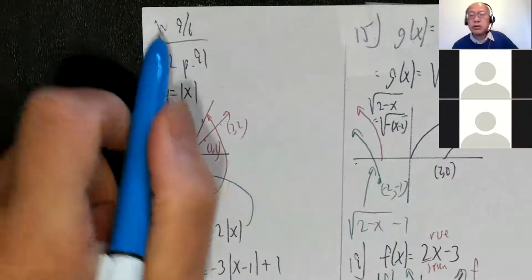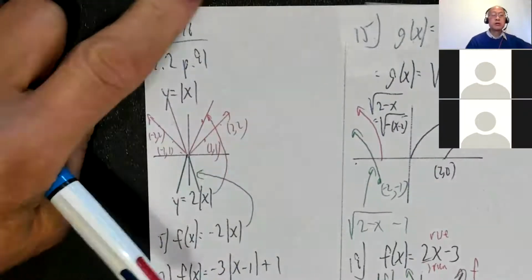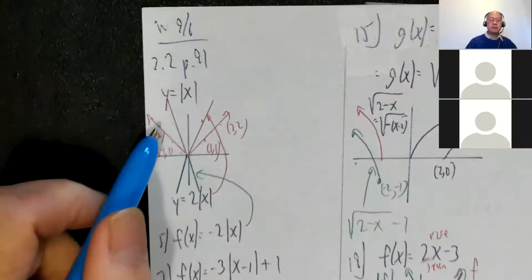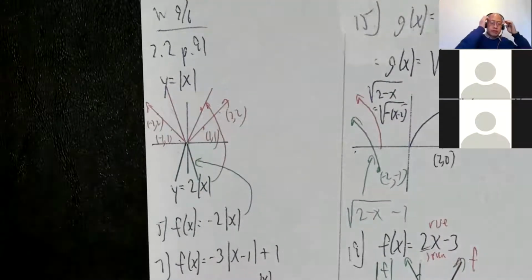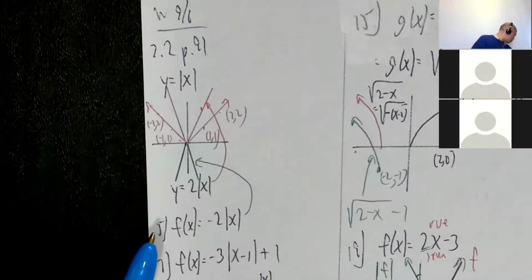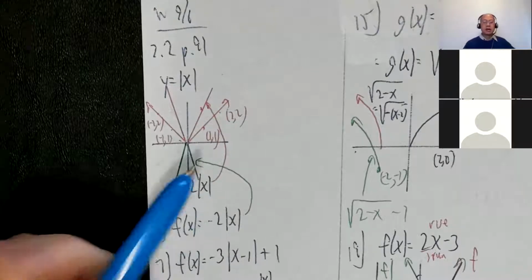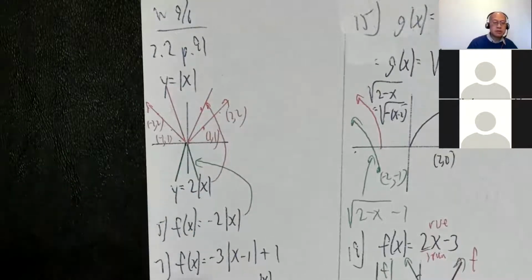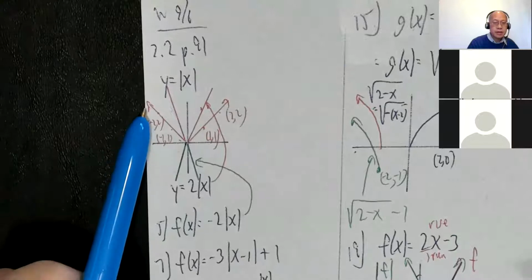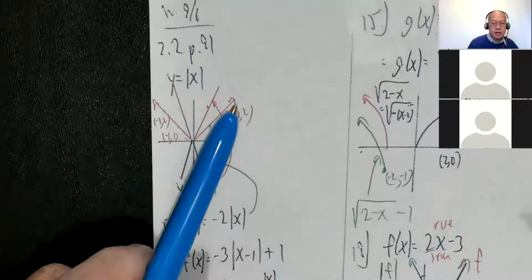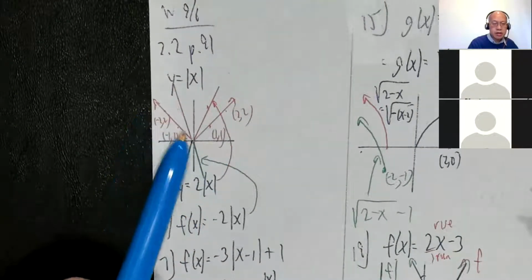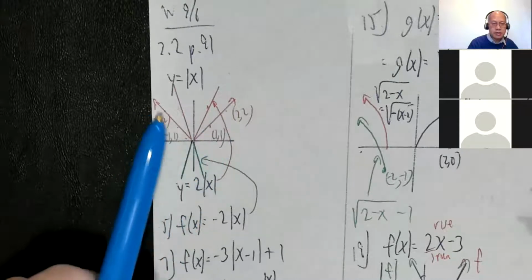Okay, so 2.2, ignore the date that's here. Although in this case, it's pretty close. So I'm trying to set you up with problem 5, which is negative 2 absolute value of x. Okay, so I'm going to start with the absolute value function. Okay, I've got a lot of things going on here, but this one that I'm tracing out is absolute value of x.